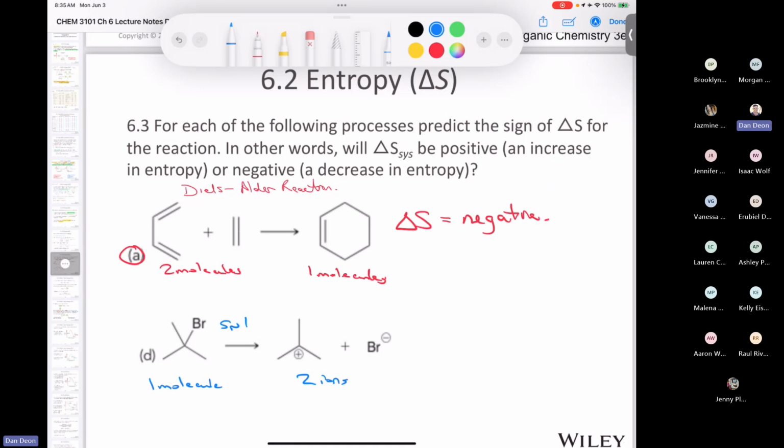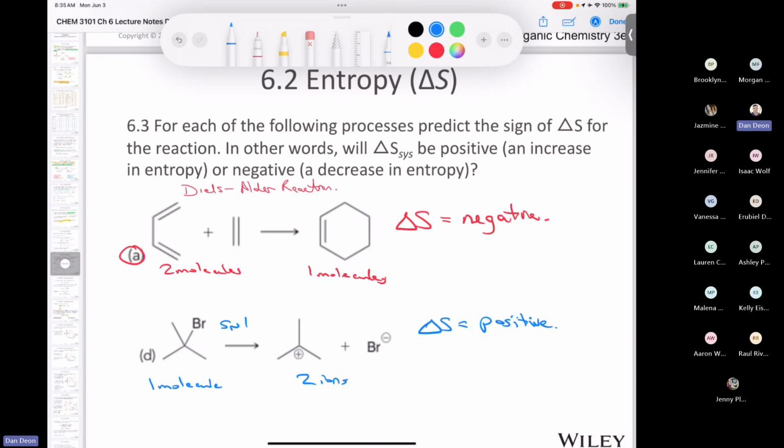So thanks, you guys. My delta S here is positive. Awesome. There you go. So give me a thumbs up. Everybody with me on the entropy idea of, as long as it becomes more disordered, entropy is increasing. If it becomes less disordered, entropy is decreasing. There you go.